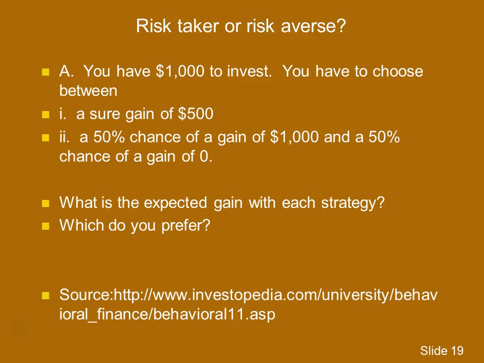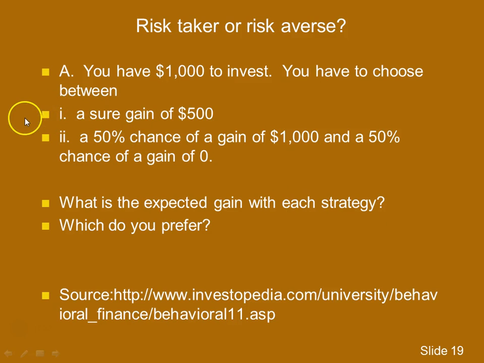You can either have, number one, a sure gain of $500 with absolute certainty, or a 50% chance of a gain of 1,000 and a 50% chance of a gain of 0. The second option is what I call the coin flipping option. It's like flipping a coin. Heads, you get 1,000. Tails, you get 0. First, I ask you, what is the expected gain with each strategy? If you think about it for a moment, we can figure these out pretty easily.